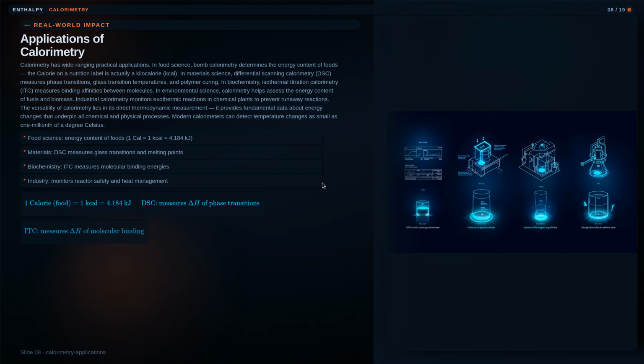Calorimetry has wide-ranging practical applications. In food science, bomb calorimetry determines the energy content of foods.